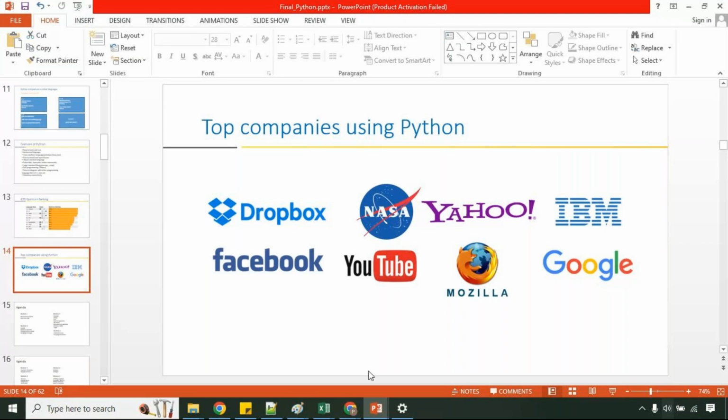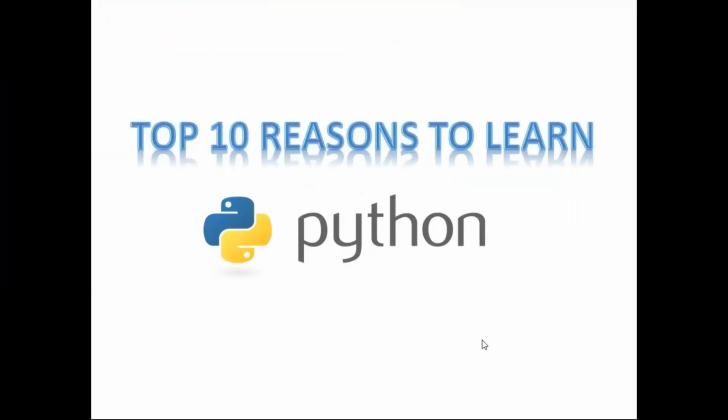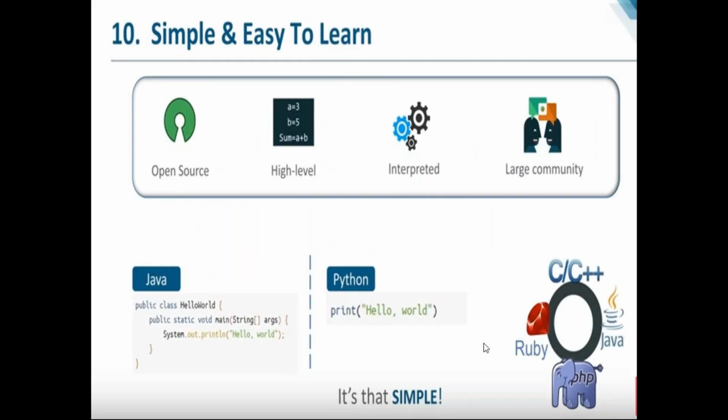So why should I learn Python? What are the top 10 reasons to learn Python? One is, as I said, it is open source, free to install, completely open source. It is a high level language, so we use English-like statements. It is interpreted, and as I said, Python can use both interpreter and compiler. There is a large community with many forums available. In the forums, people are connected worldwide, so if you are stuck anywhere, you can simply post your query over there and someone worldwide will help you.